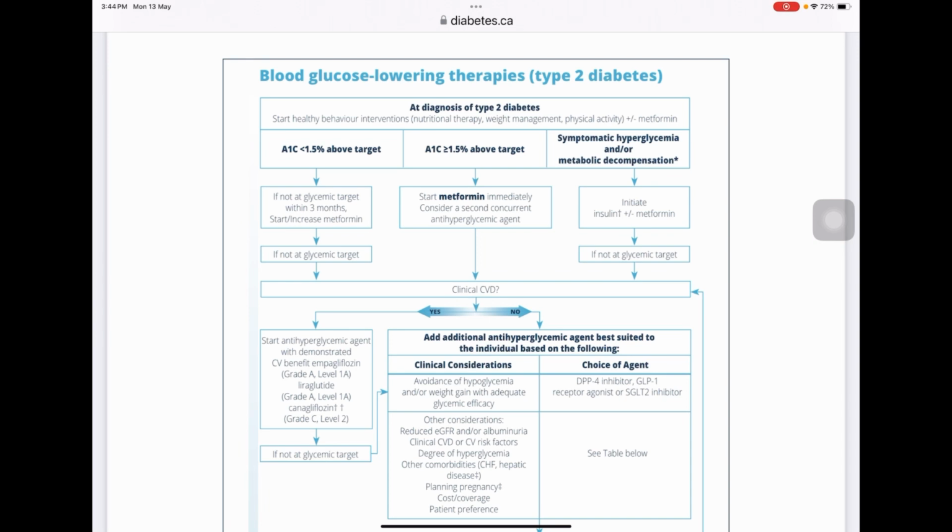Okay, plus minus metformin. So let's say HbA1c less than 1.5% above the target. If not at glycemic target within 3 months, start or increase the metformin. So what happens is, let's say a patient has an HbA1c of 6.5 or 6.6. You'll start with behavioral modification, and you may give the patient a timeline of 3 months, and then you repeat the HbA1c in 3 months. If the HbA1c is still the same or is going beyond the range, that is 6.7, 6.8, you need to start the patient on metformin, but give the patient 3 months' time, and then you may start or increase metformin.